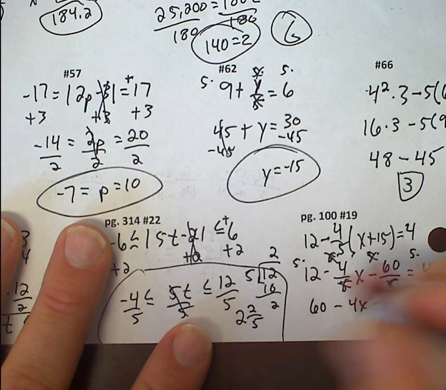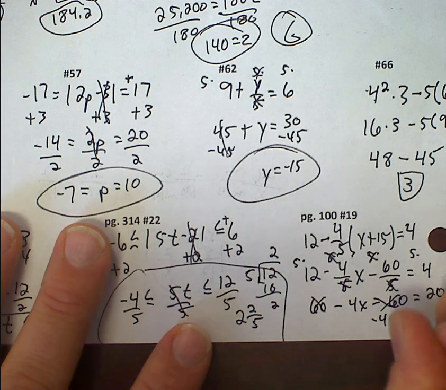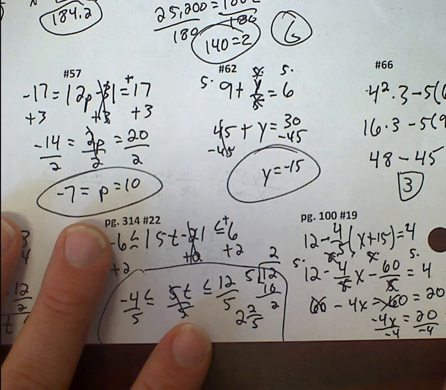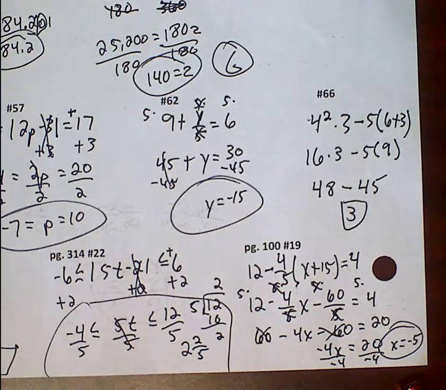60 minus 60 is 0. Those go away. -4x equals 20. Divide by -4, x equals -5. And we are done.